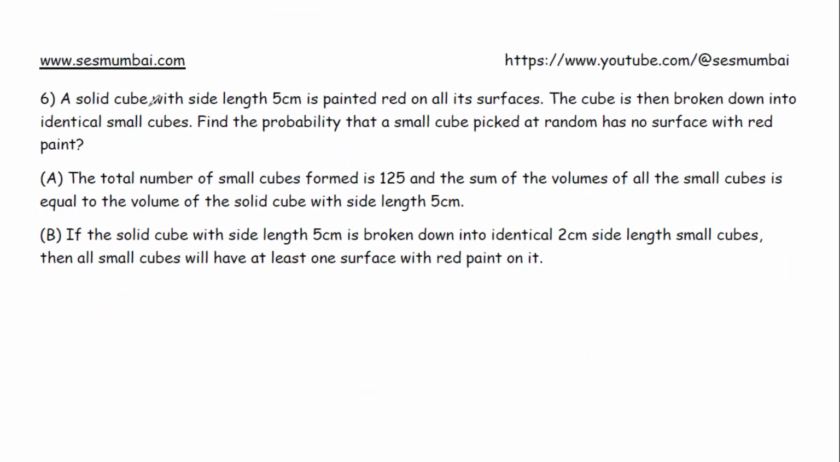A solid cube with side length 5 centimeters is painted red on all its surfaces. The cube is then broken down into identical small cubes. Find the probability that a small cube picked at random has no surface with red paint.